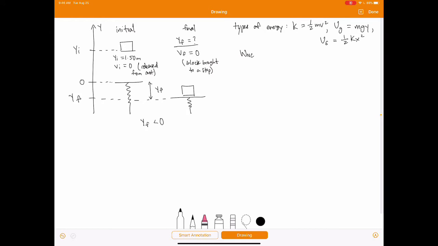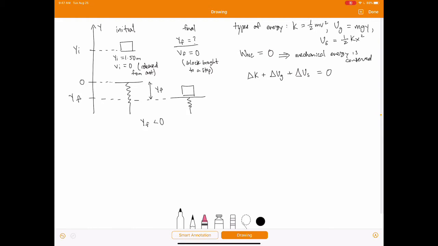We know that there aren't any non-conservative forces doing work, so W_NC is 0. That's why we can use conservation of mechanical energy. So mechanical energy is conserved. There are different ways we can say mechanical energy is conserved. One of those ways is to say that delta K plus delta U gravitational plus delta U for the spring is equal to 0, okay?